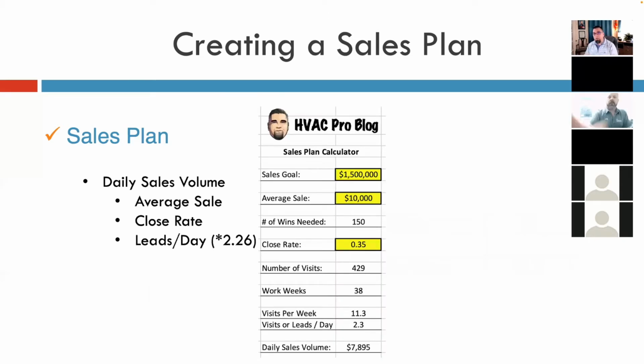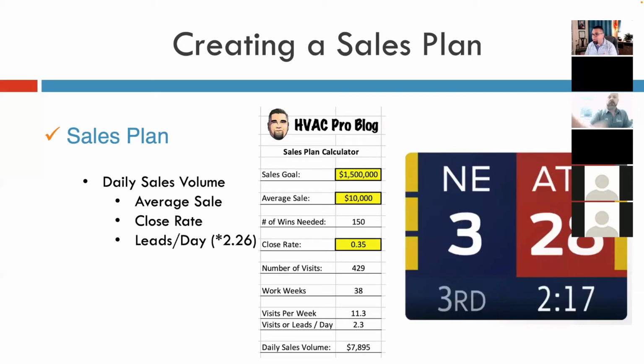Keeps rolling up. Now, if we take our average sale and multiply it by our close rate and multiply it by leads per day, it'll actually tell us the daily sales volume that we need to sell every day. And why would we want to know this? Because $1.5 million is a huge goal, right? Especially if you've never set a goal in the past. And if you're not keeping score, how do you know how to react as the year goes, right?